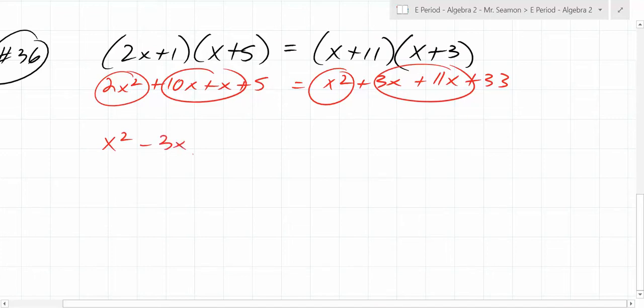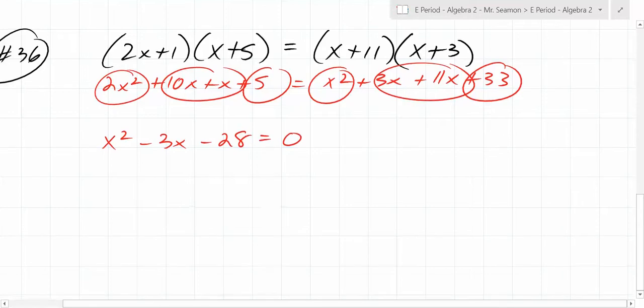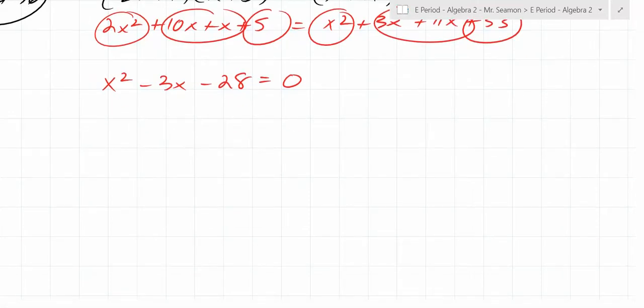Because it's 11x minus 14x. What's 11x minus 14x? Negative 3. And then you have 5 minus 33, which is negative what? 28 equals 0. Now, what's nice about this one? The leading coefficient is 1. That's nice about this. So now we're looking for two numbers that multiply together to get negative 28, but add together to get negative 3. What do you get? 7 and 4.